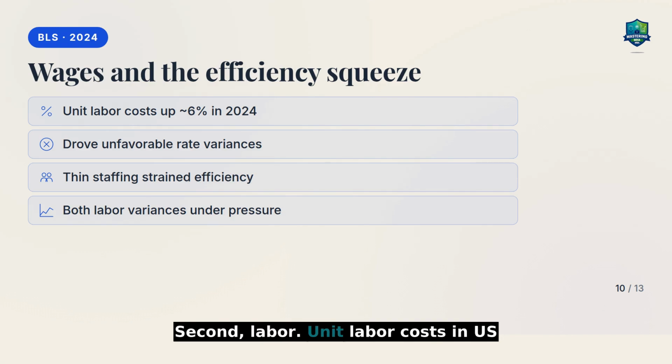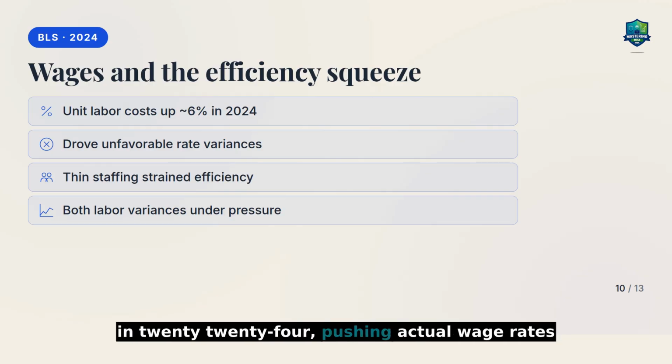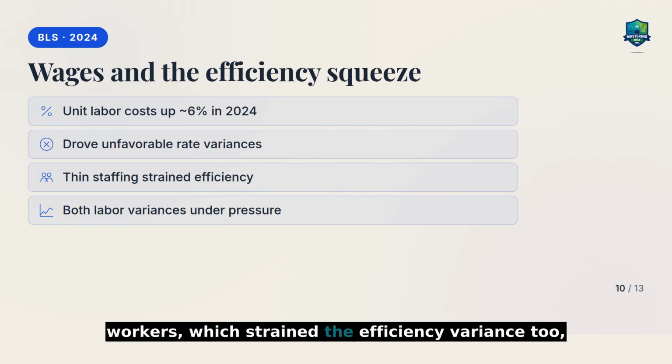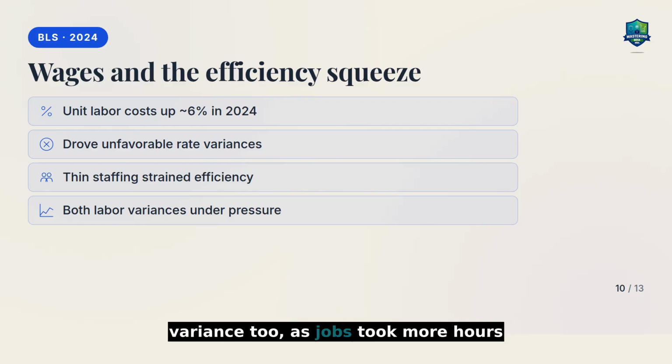Second, labor. Unit labor costs in US manufacturing rose around 6% in 2024, pushing actual wage rates above standard and creating unfavorable rate variances. At the same time, a tight labor market meant understaffing, turnover, and less experienced workers, which strained the efficiency variance too, as jobs took more hours than the standard allowed. So both labor variances came under pressure at once. The split we learned is exactly what let managers see how much of the labor overspend was higher wages versus lost efficiency and aim their response correctly.